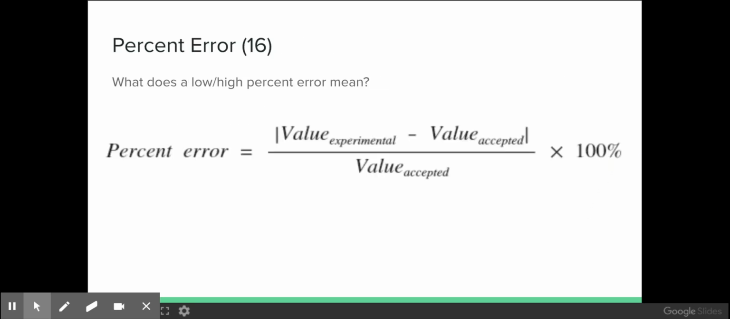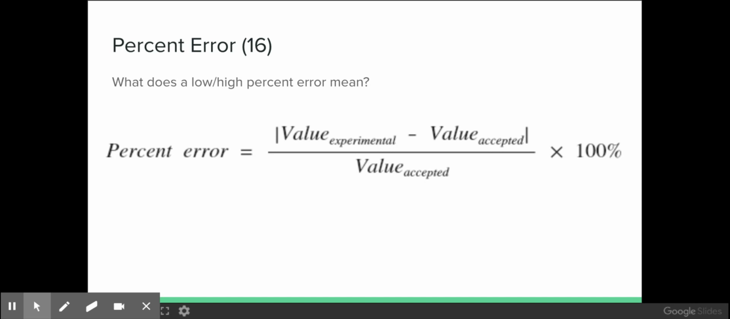A mathematical way for us to evaluate the level of accuracy of a given value is its percent error. The percent error of a measurement is given by the absolute value of the difference between the value of what is collected versus what is accepted, divided by what the value should have been, or the accepted value, times 100, converting it from a decimal into a percentage.